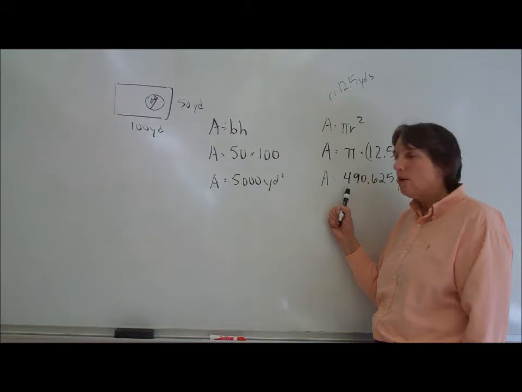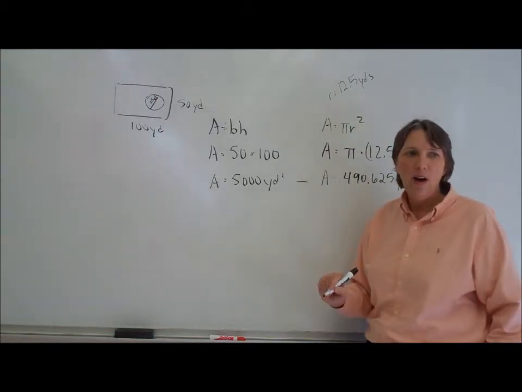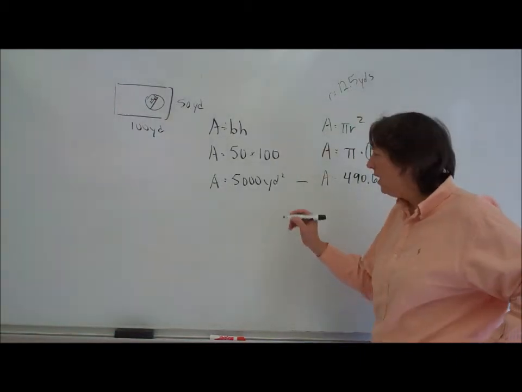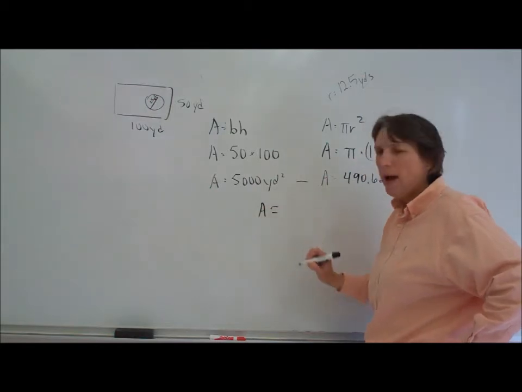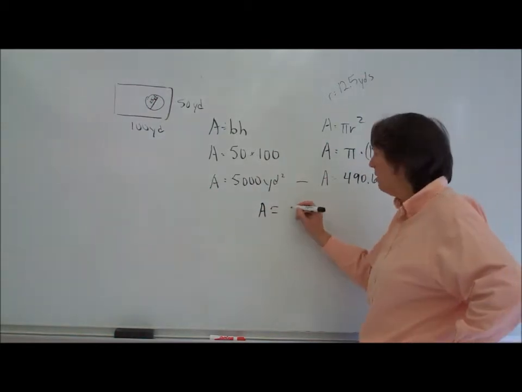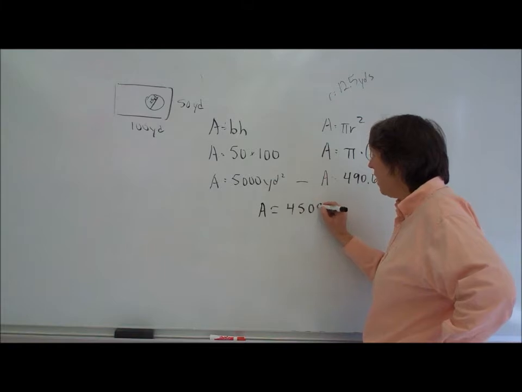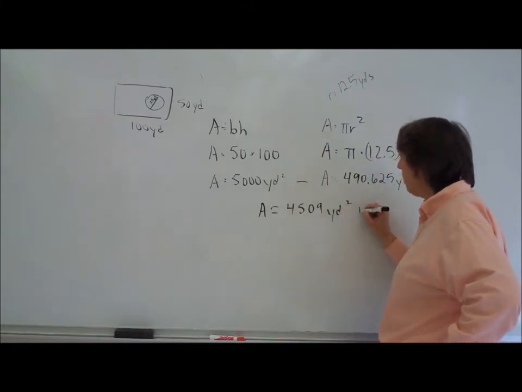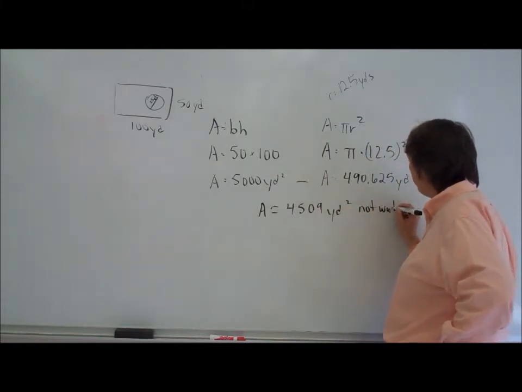Since this is my total yardage in my backyard, and this is the area that's being watered, I'm going to subtract to find the amount that's not. And it comes out to be A is about 4,509 yards squared. And I'm going to put not watered.